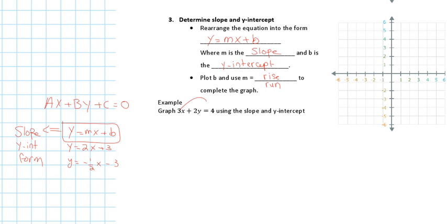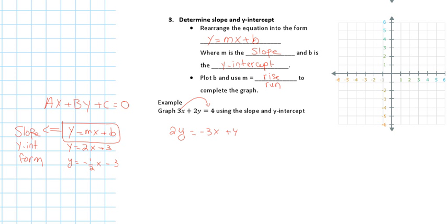3x is positive. When I move it over, what happens to it? Negative, because the opposite of positive is negative, subtraction. So 2y equals negative 3x plus 4. Okay? So this is going to come here, it's going to become a negative, and then the plus 4 is going to stay there.